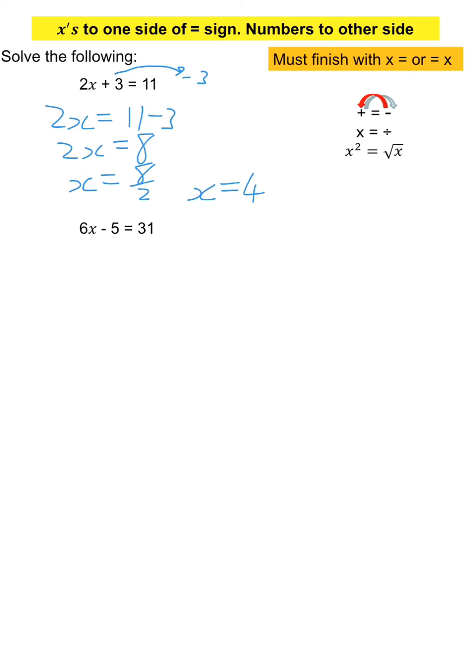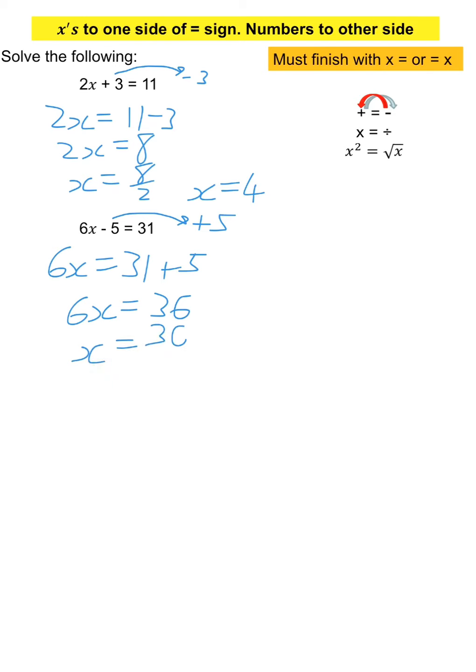Next one now, we have 6x minus 5 equals 31. So we'll bring minus 5 across. It will become plus 5. So 6x equals 31 plus 5. So 6x equals 36. Always divide by the number in front of x. So we'll divide by 6. So x equals 36 over 6. x equals 6.